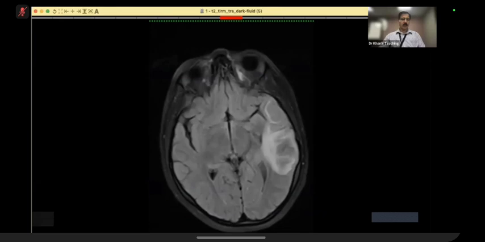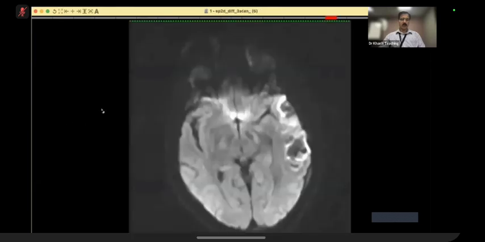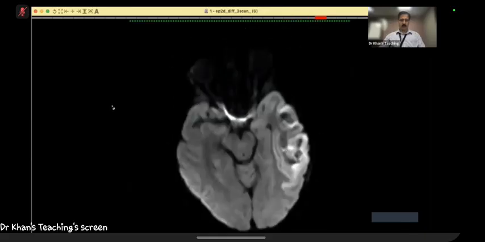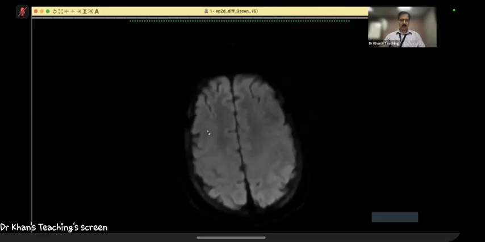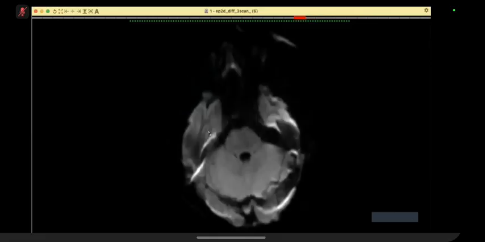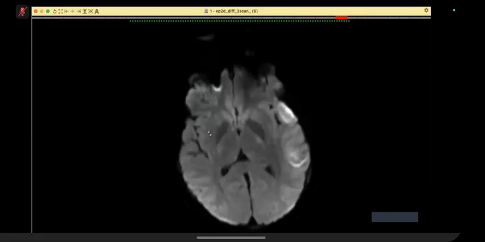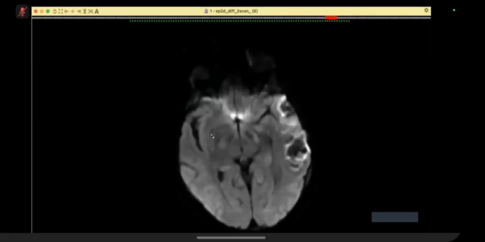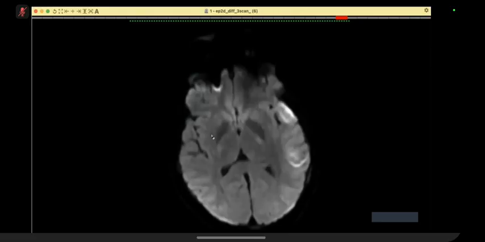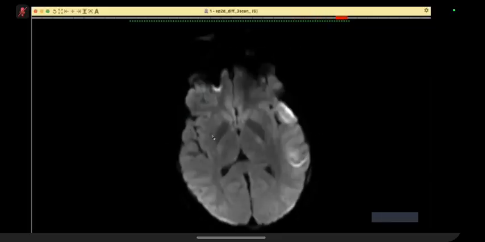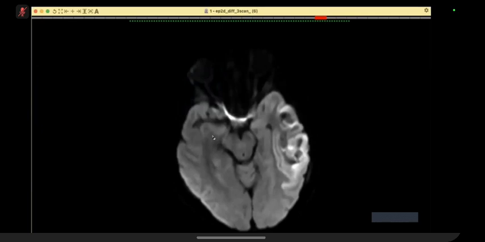So this is the diffusion scan. I'm scrolling it for you because of the time factor. Okay. So on the axial sections of diffusion weighted image, I can see that the lesion is showing areas of diffusion restriction, and there are areas of non-diffusion restriction as well. The diffusion restriction is more towards the periphery. So this could be.